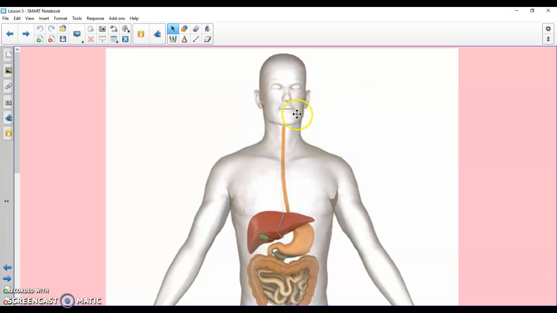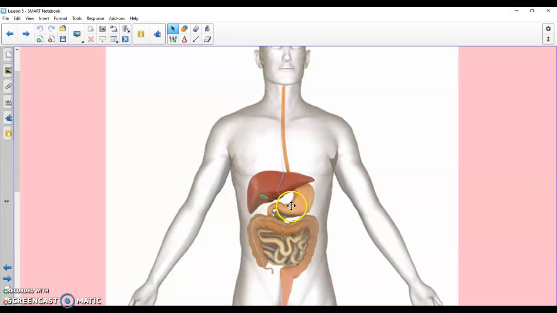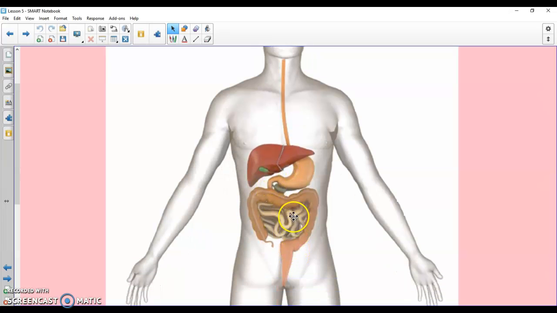So the digestive system starts in your mouth, it goes down your esophagus, into your stomach, then it's broken down and brought into your small intestines where it gets absorbed to send energy throughout your body. And then after that, anything that's not absorbed goes into your large intestine, and then that's when we go to the bathroom to get rid of the waste.